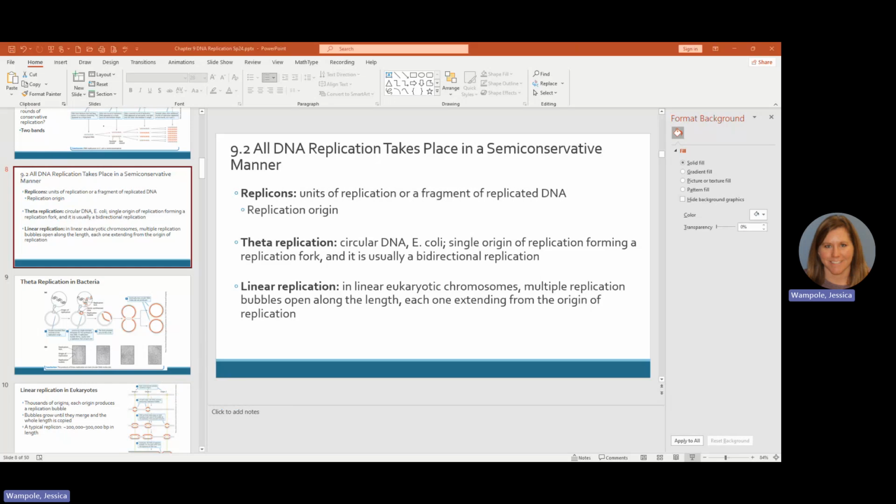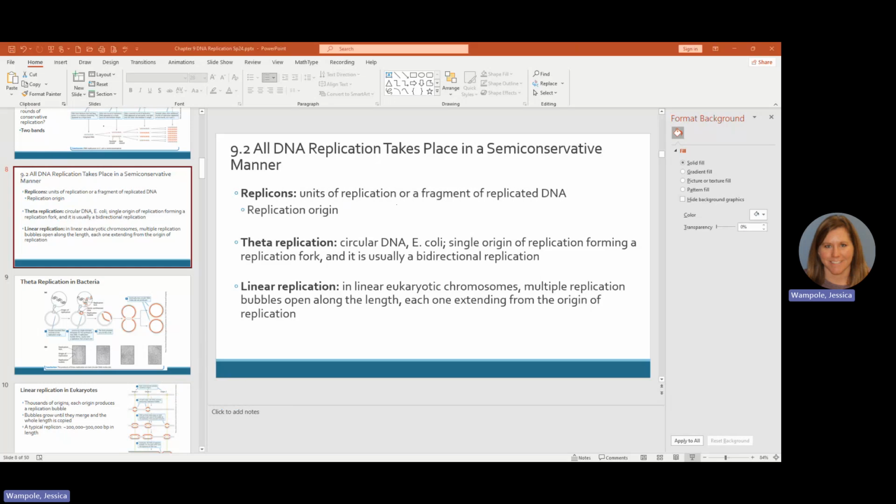So as we are talking about replication, we're going to zoom in on what's happening from our origin of replication and moving away from it, because replication is actually a little bit different depending on which quadrant you happen to be in and focused on. So we're going to talk about how replication differs depending on where it's actually happening within that origin of replication.